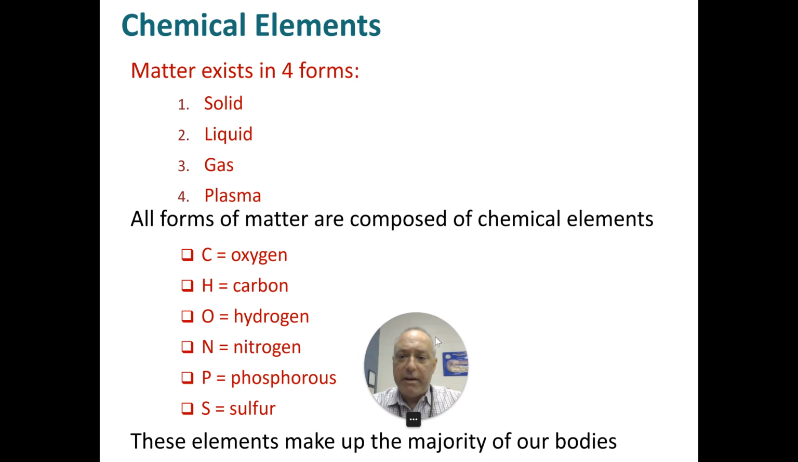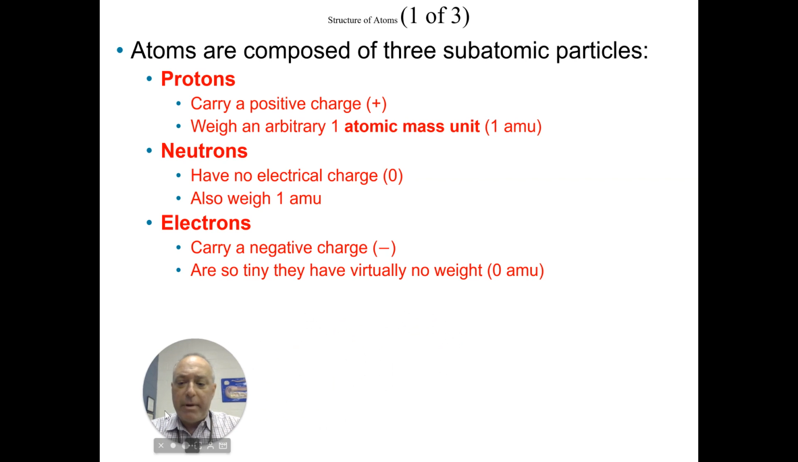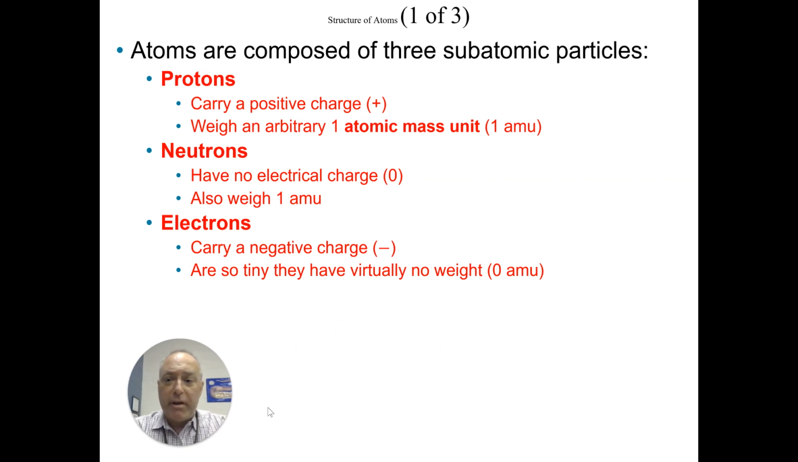So matter exists in four forms: solid, liquid, gas, and plasma. And the elements are carbon, hydrogen, oxygen, nitrogen, phosphorus, and sulfur. So the atoms are made up of three subatomic particles, the proton, neutron, and electron. Protons carry a positive charge and an arbitrary 1 AMU unit. Neutrons have no electrical charge, but also weigh what protons do, so they're 1 AMU. Electrons carry a negative charge, have virtually no weight, and they are moving very fast.